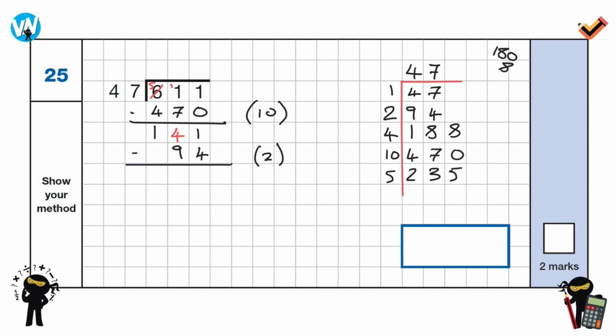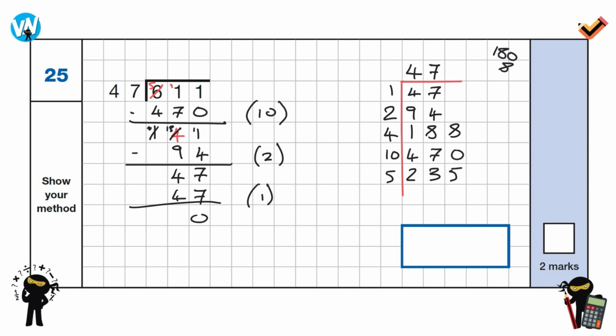1 take away 4, can't do that, so that's 3. 11 take away 4 is 7. 3 take away 9, we can't do that, so that's going to be 13, that becomes 0. 13 take away 9 is 4, and again, that leaves me with 47. So I'm going to take away 47, that's 1 lot, that's obviously 0, job done.